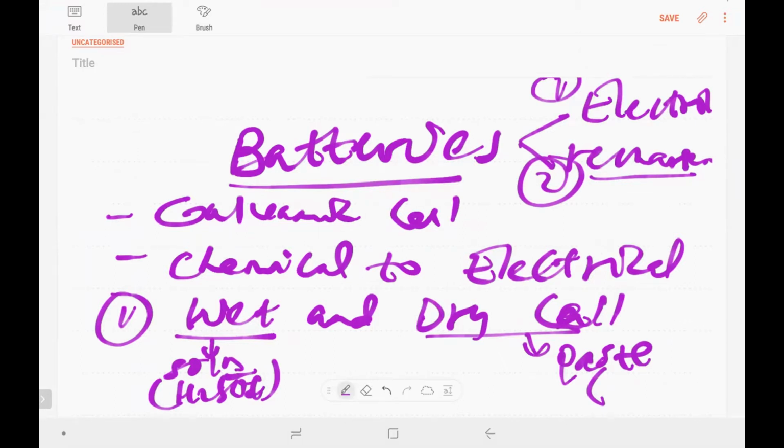Those types of batteries are known as primary cells. Secondary example, car battery. Another example is the mobile cell, for example. Mobile cell is an example of secondary, because we can recharge again and again. This is the classification of cells, just to remind you.